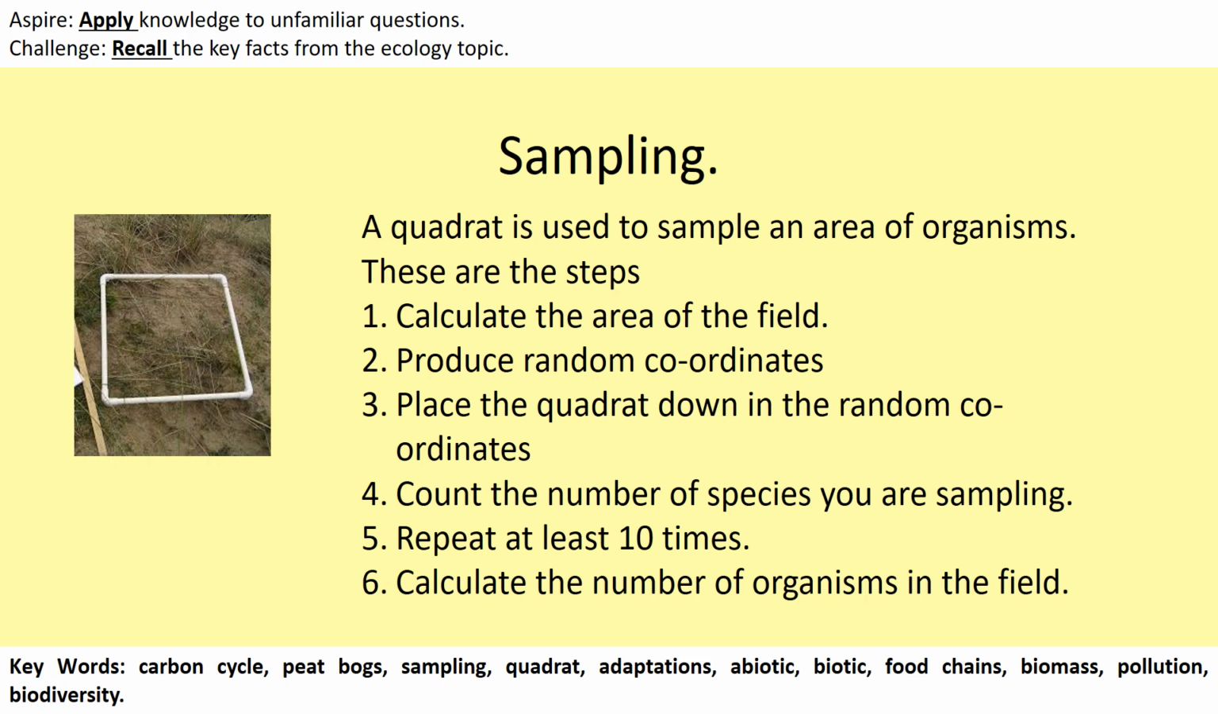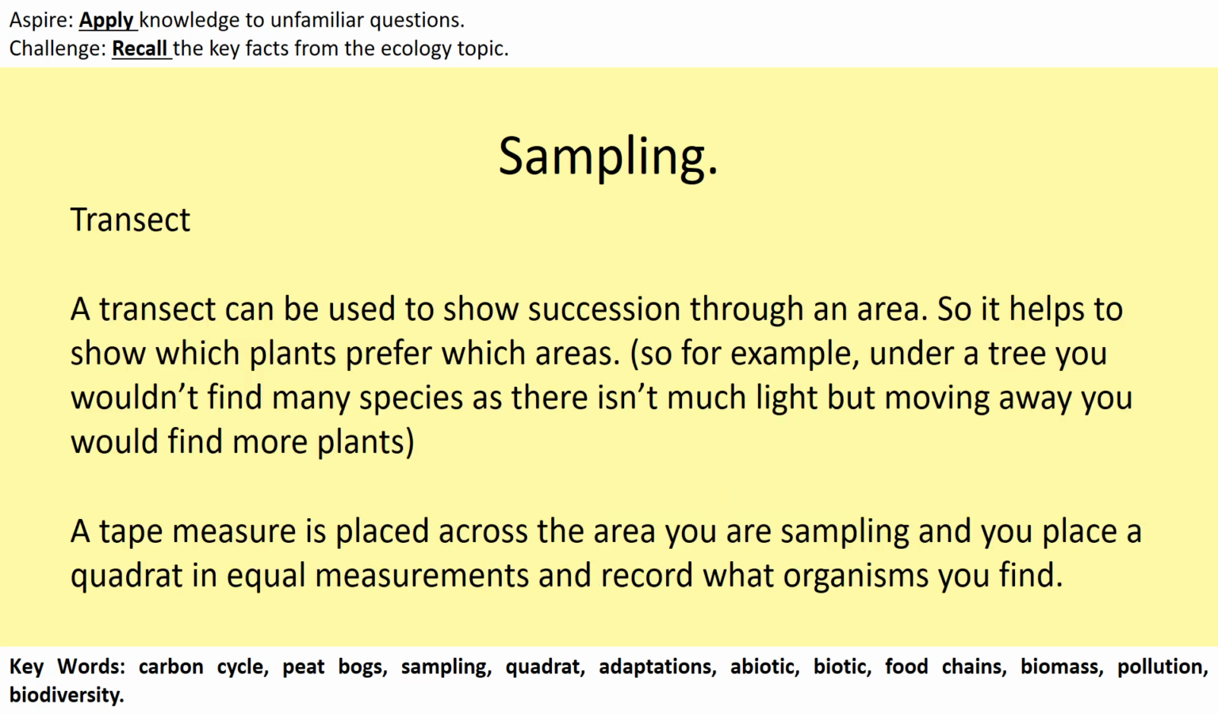So that is sampling using a quadrat. The other one that it talks about in the specification that you need to know about is using a transect line. Now, a transect line really is used to show what we call succession, how organisms change from one area into another area. So it kind of tells you which areas plants would prefer to live in.